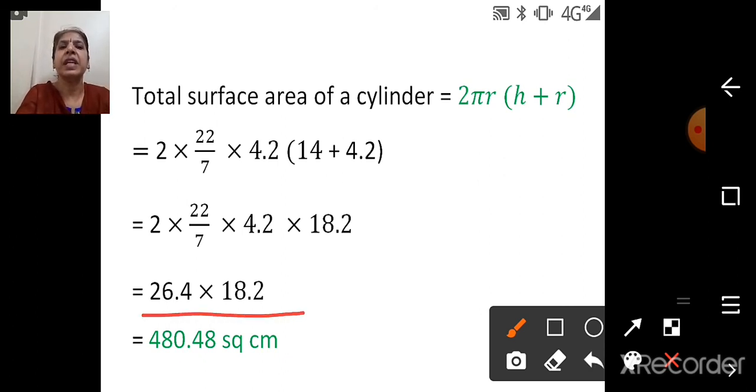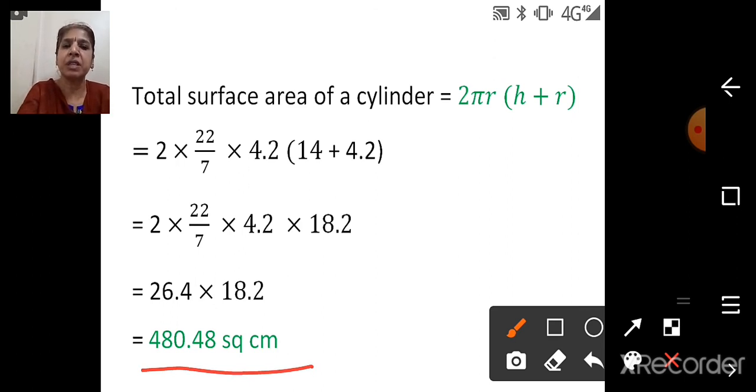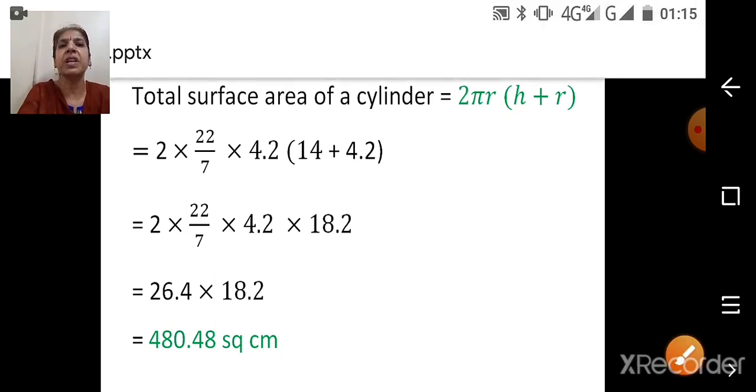Then multiply with 18.2. So you have to just, children, be careful while multiplying. So you will get the answer 480.48 square centimeter. 480.48 square centimeter, which is the total surface area of a cylinder.